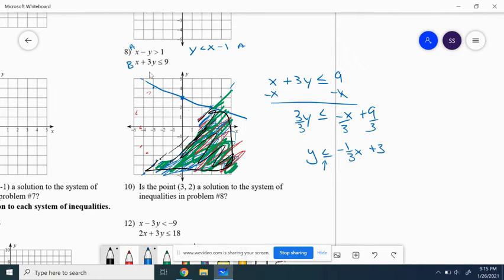Okay, number 10 goes with number 8, so let's answer that one here. Is the point 3, 2 a solution to the system? Okay, 3, 2.